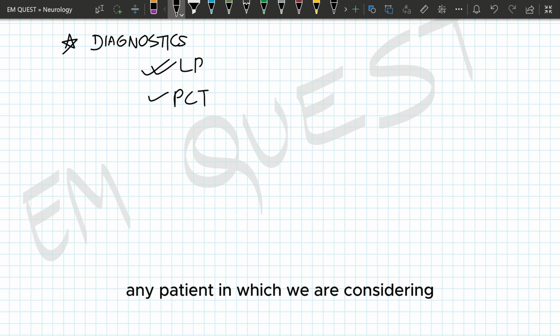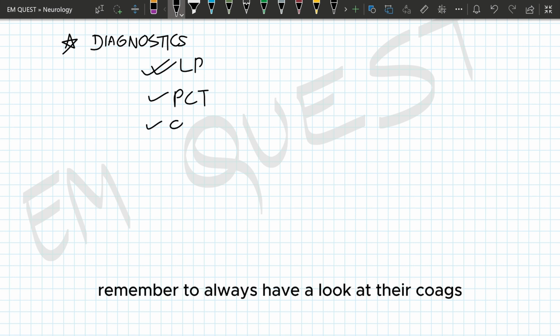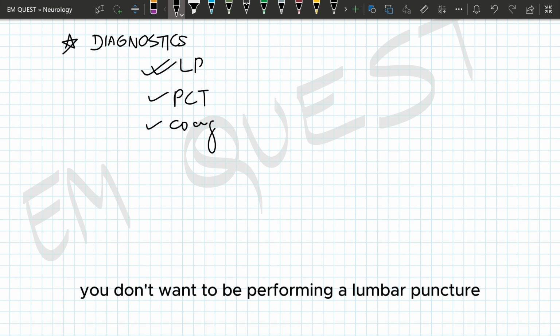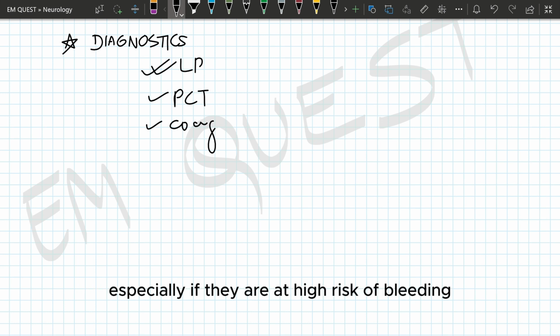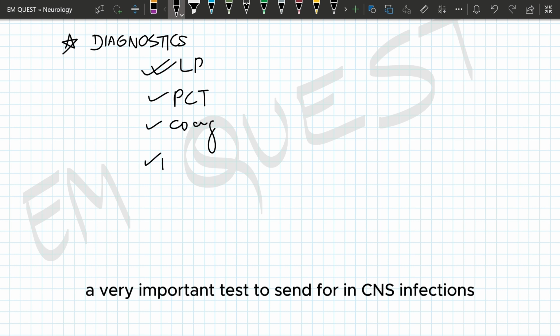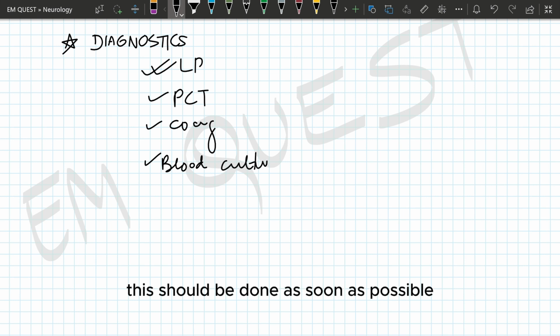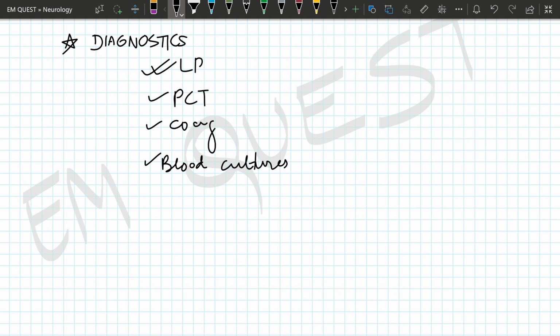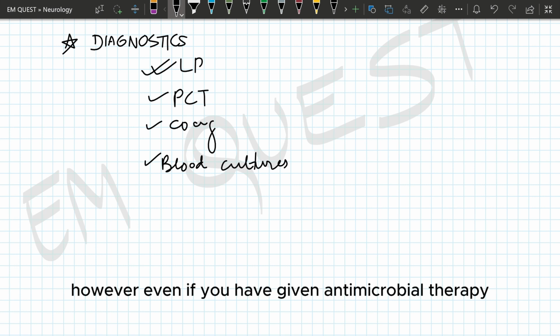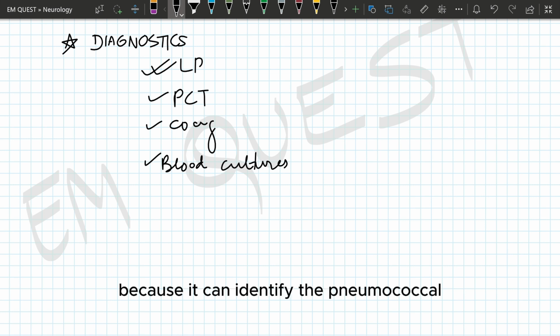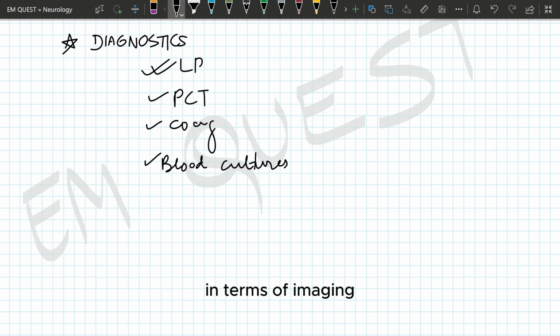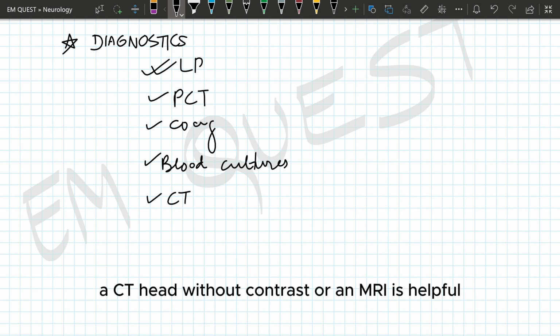begin with. Any patient in whom we are considering a lumbar puncture, remember to always have a look at their coags, because you don't want to be performing a lumbar puncture, especially if they are at high risk of bleeding. A very important test to send in CNS infections is blood cultures. This should be done as soon as possible. However, even if you have given antimicrobial therapy, you should still send it because it can identify the pneumococcal and meningococcal infections. In terms of imaging, a CT head without contrast or an MRI is helpful.